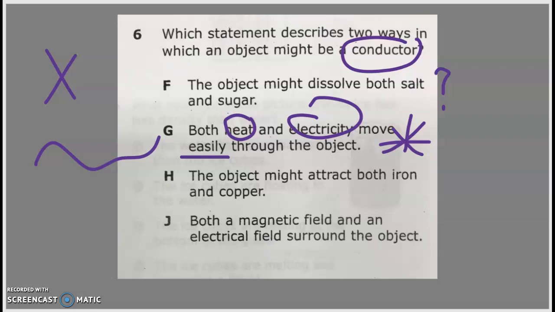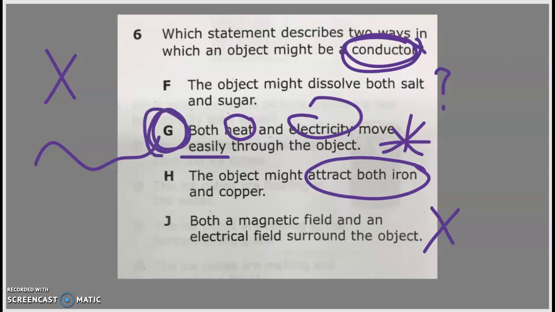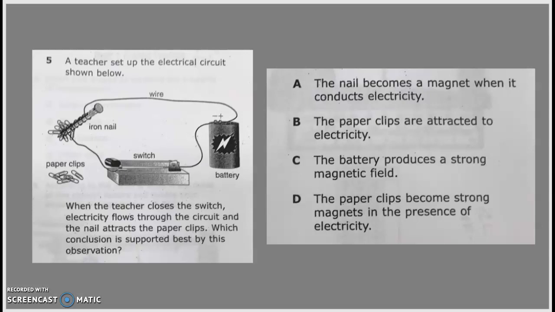The object might attract both iron and copper. Well, if I'm worried about attraction, that's going to be something related to magnetism. It's not necessarily going to be something that is always true of a conductor, okay? And then J says both a magnetic field and an electric field surround the object. Again, in our definition for a conductor, it is that it allows heat and electricity to flow through. So J is not our best answer choice. G is, because it aligns with our vocabulary that we've been going over and with our other work we've been doing in class. The next one says a teacher set up the electrical circuit shown below.